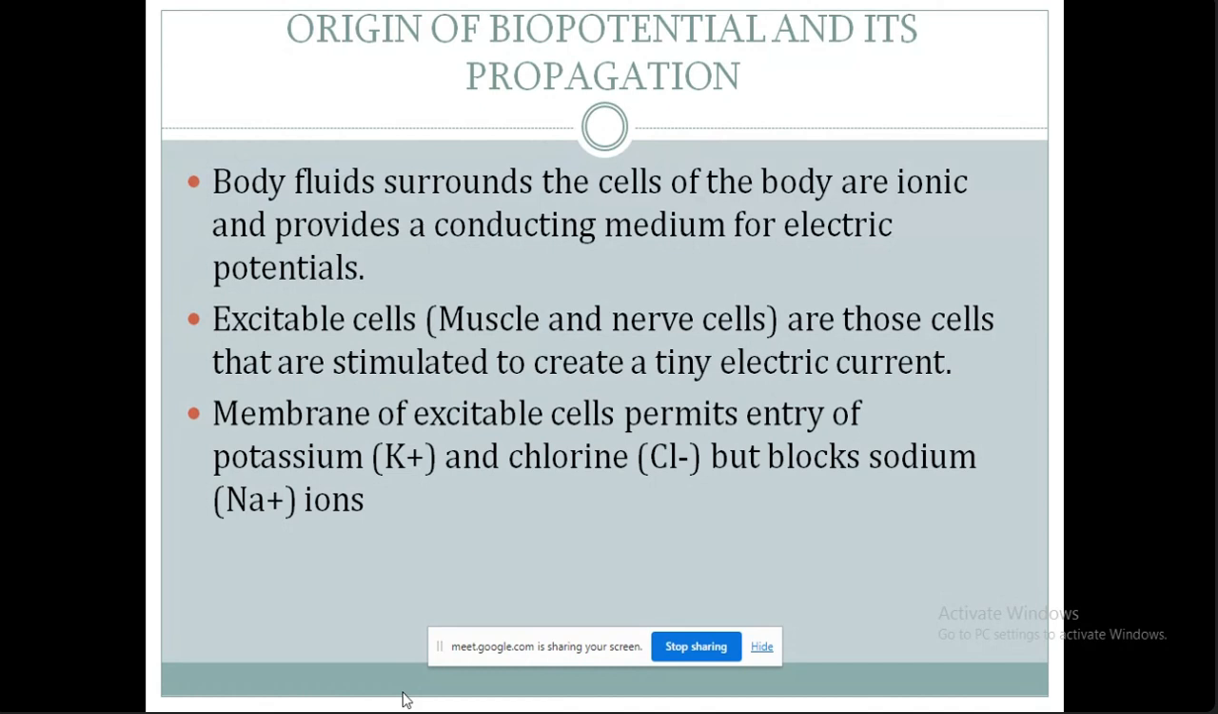The membrane of the excitable cells permits the entry of potassium, which is K plus, and chlorine, which is Cl minus, and it blocks sodium, Na plus, ions. So, due to the difference in the permeability of different ions, the concentration of sodium ions inside the cell becomes much lower than outside the cell. Generally, the sodium ions are positive, so the outside of the cell is more positive than the inside. Similarly, the concentration of potassium and chloride ions is more inside than outside. Thus, the charge balance is not achieved. So we need equilibrium to be reached with this potential difference across the membrane, which is called positive or negative. So we have the movement of positive and negative ions in the cells.